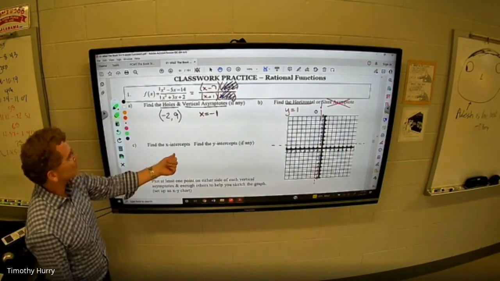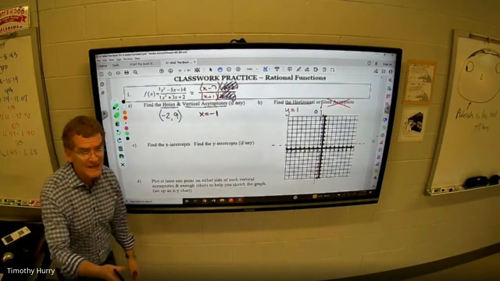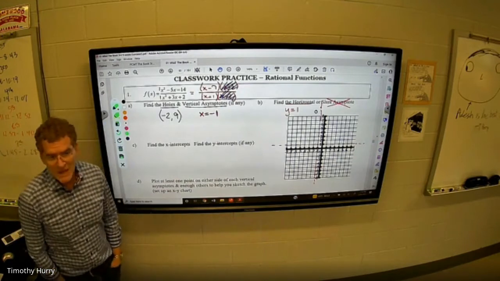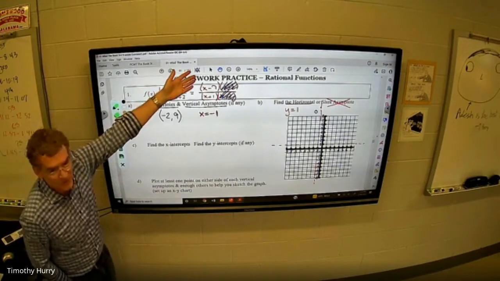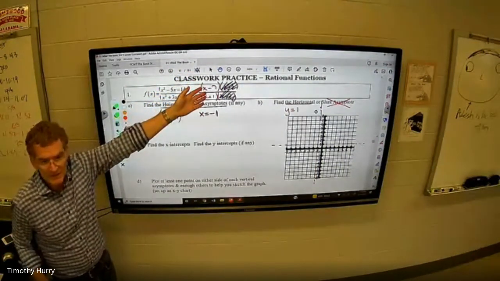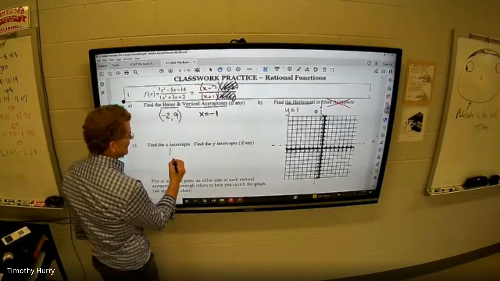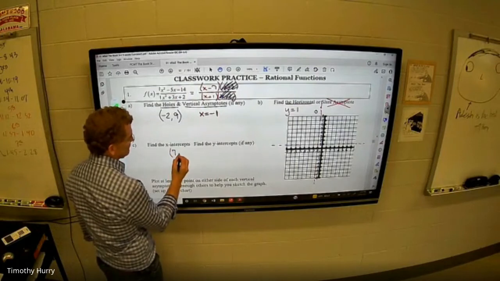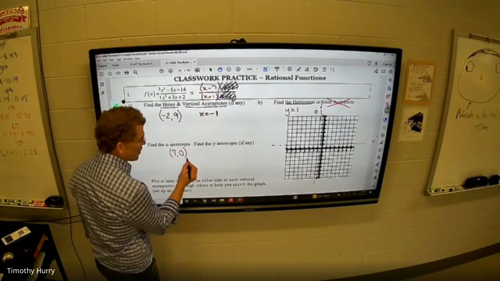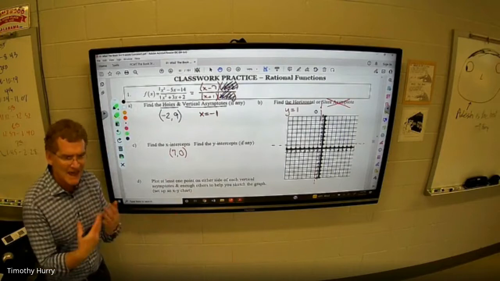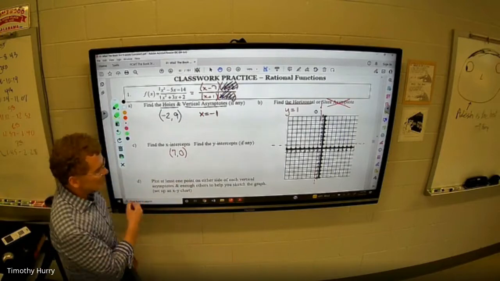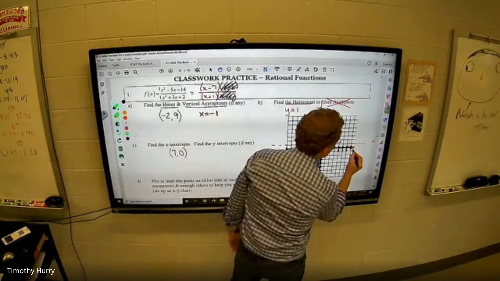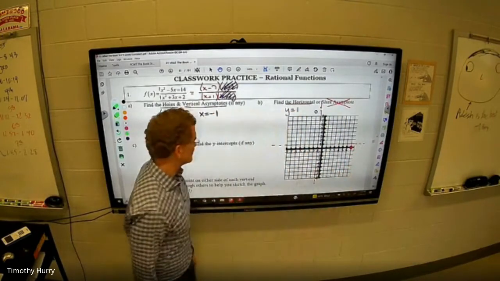Now, this one says find the x-intercepts. Are there any x-intercepts? Yeah, right? X-intercepts are found by looking where the numerator would be 0. Where would that happen? It's 7. Now, if you wrote x equals 7, I'd probably be fine with it. But really, it's a point, not x equals 7, which looks like a line. It's the point when y is 0, x is 7. So I go out 7, and I mark that point on the x-axis.